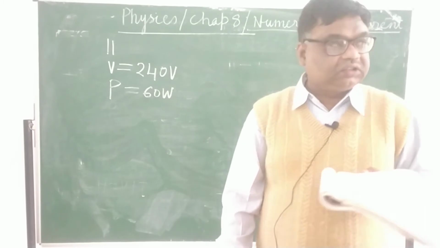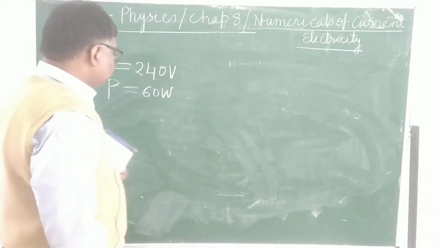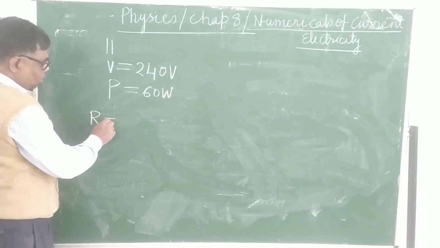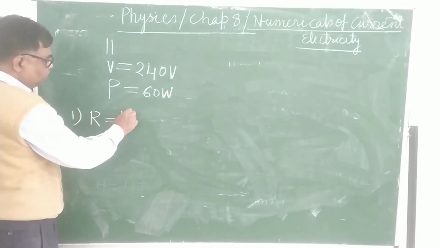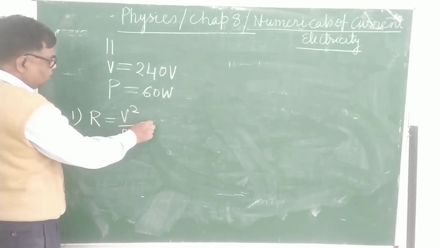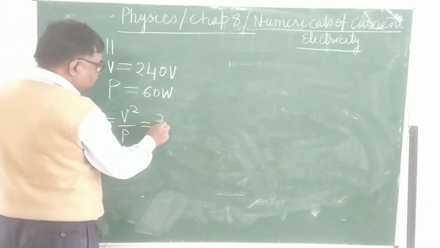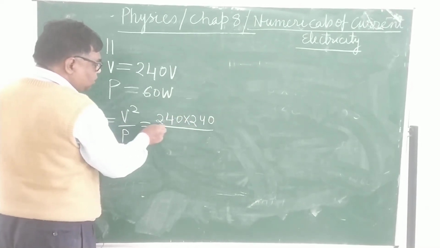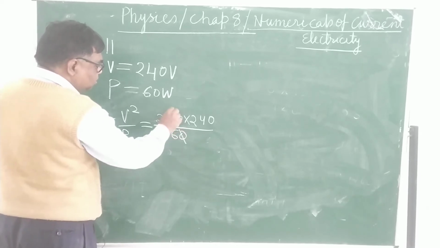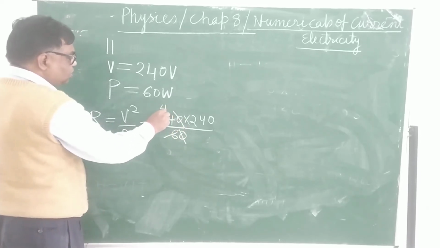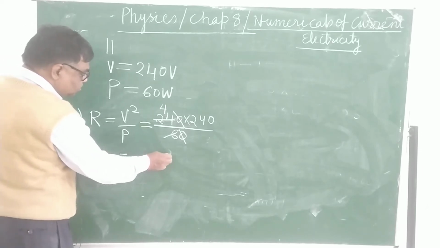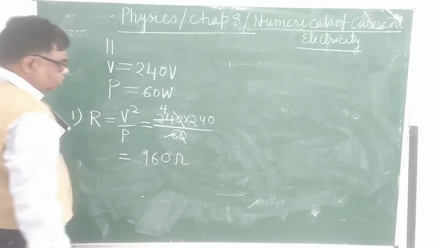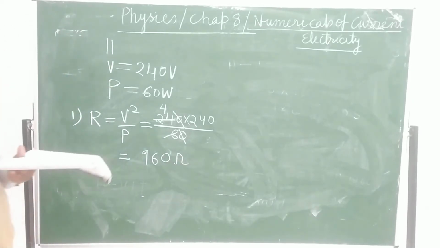So here under normal working condition, what will be the resistance? How will you find the resistance of the filament? So resistance you can find R equals to V square upon P. You calculate here, V square is 240 into 240 upon P is 60. That is equals to 960 ohm. It is 960 ohm.